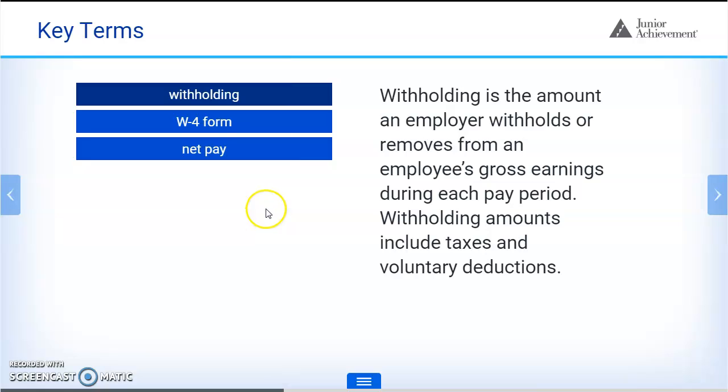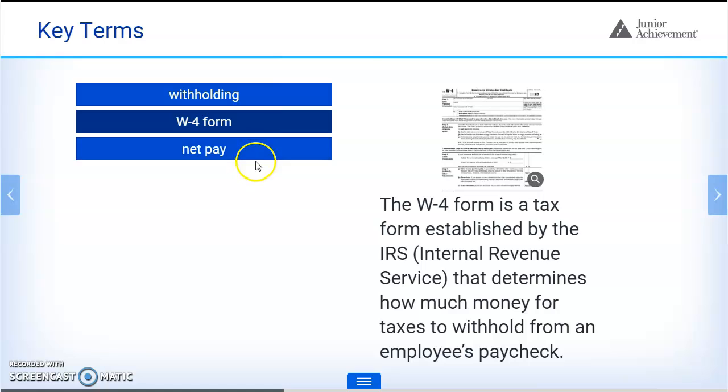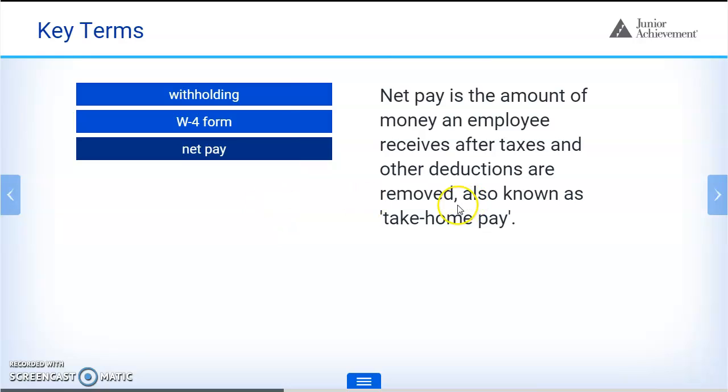Withholdings. Withholdings is the amount an employer withholds or removes from an employee's gross earnings during each pay period. Withholding amounts include taxes and voluntary deductions. W-4 form is a tax form established by the IRS that determines how much money for taxes to be withheld from an employee's paycheck. Net pay is the amount of money an employee receives after taxes and other deductions are removed, also known as take-home pay.